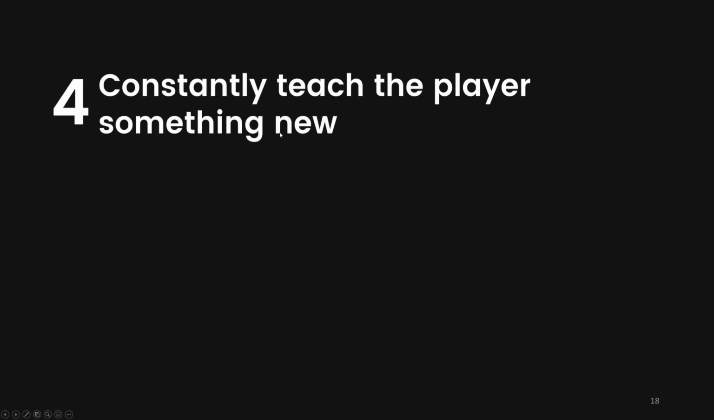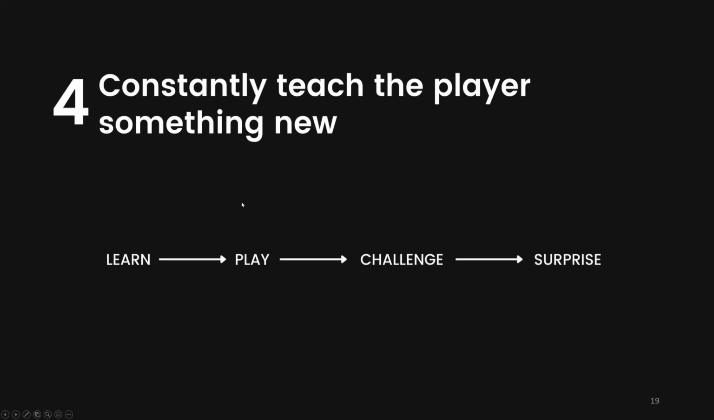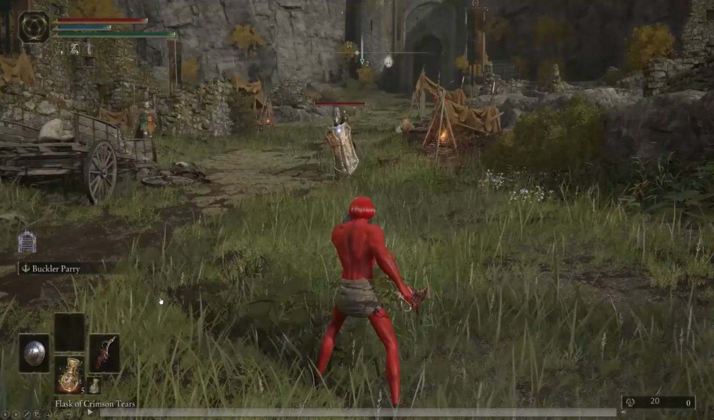Rule number 4 is to constantly teach the player something new. And it's very simple. There is this scheme that I've prepared. In order to constantly teach the player something new, we need to go through the learning phase, then playing, challenging this thing that the player has already learned, and then surprise them with something they did not expect. And I have prepared a very short video.